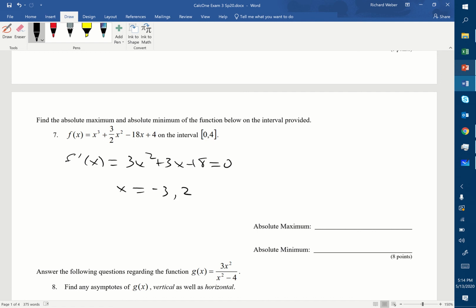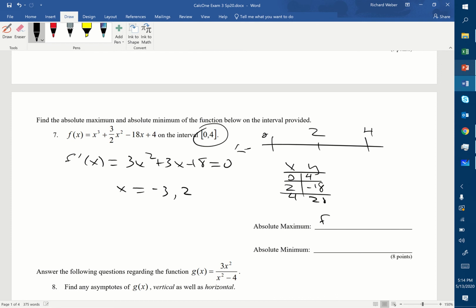Now here's the thing, folks. This interval is 0 to 4. So that means from 0 to 4, the only one that fits in there is 2, because negative 3 is outside the interval. So you really just want to check out 0, 2, and 4 for max and min, and what we found is, okay, I got a 4 here, negative 18, and then I think 20.